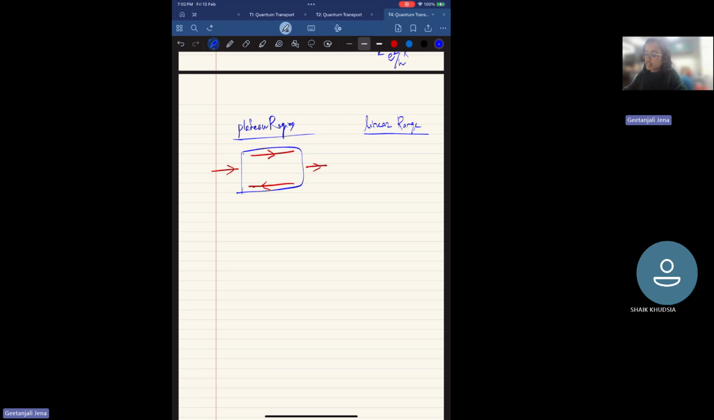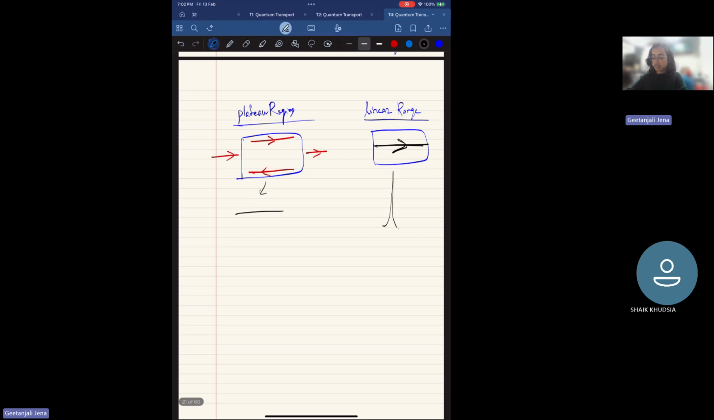But in the linear region, we will be able to see a conductance along the edges as well as along the bulk of the sample. So that is why we will see an SdH oscillation in the graph. And for this case, we'll see a flat Hall resistivity. So this is in brief what I wanted to say.